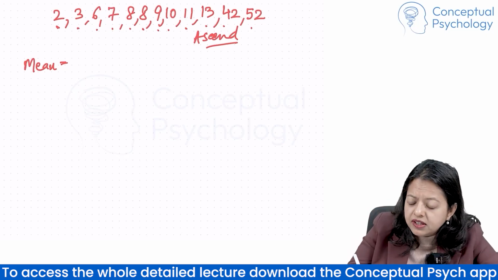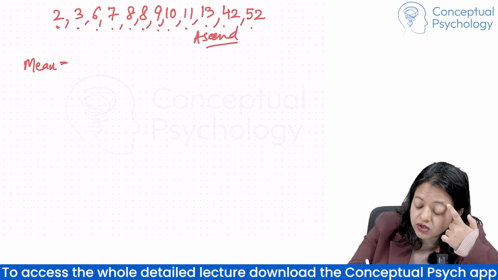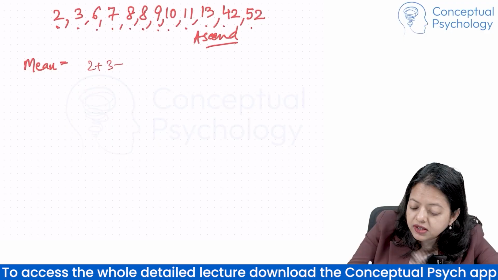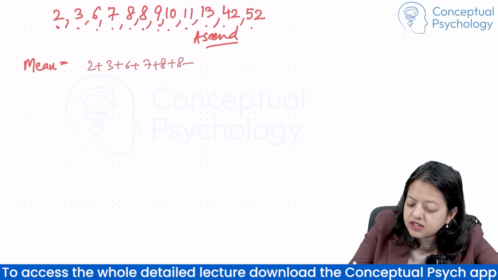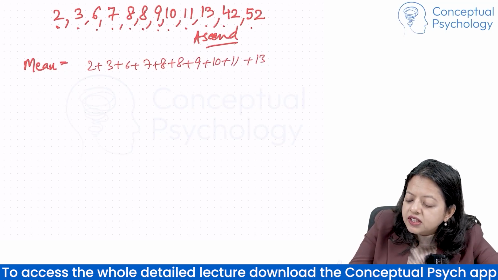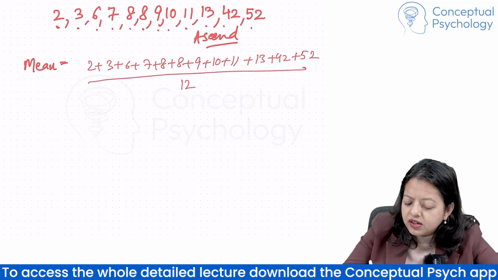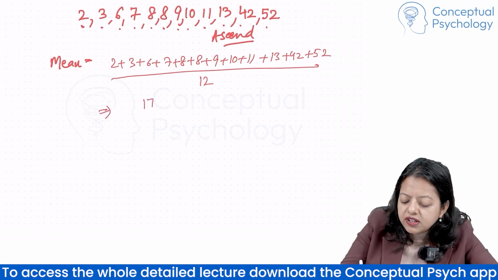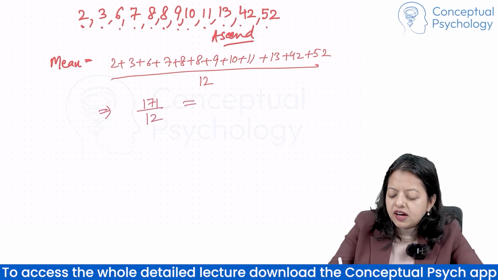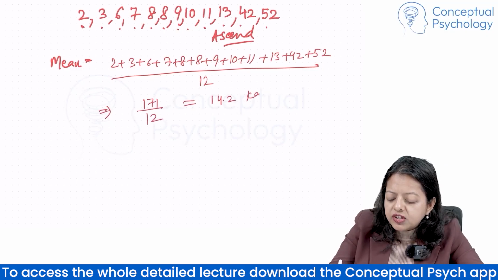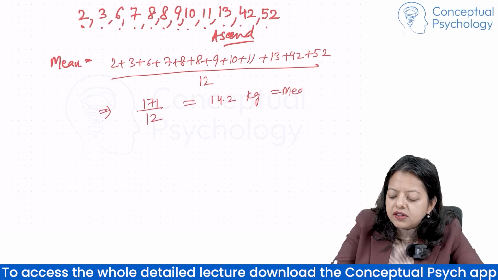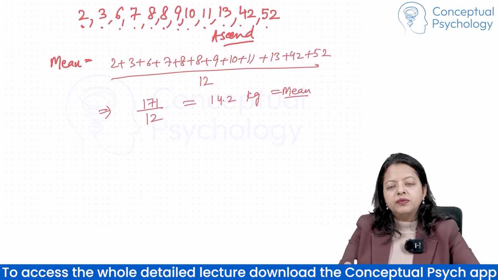So the mean is the arithmetic average. So you do 2 plus 3 plus 6 plus 7 plus 8 plus 8 plus 9 plus 10 plus 11 plus 13 plus 42 plus 52, divided by n, which is 12. So we get 171 by 12. Answer is 14.2 kg. This is our mean, the arithmetic average.